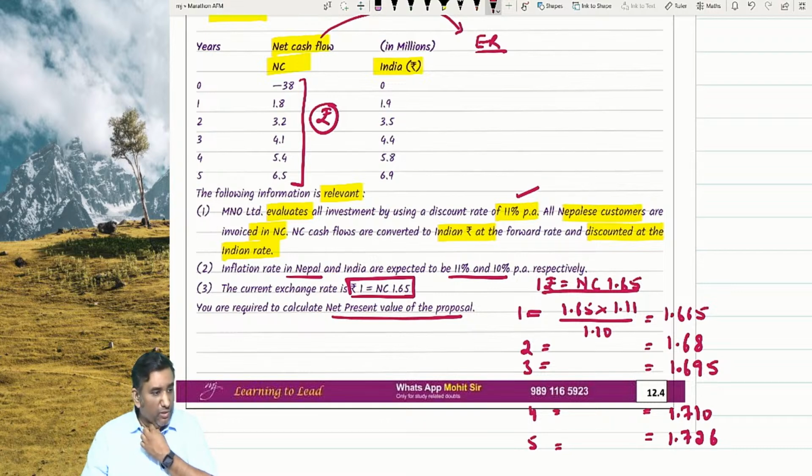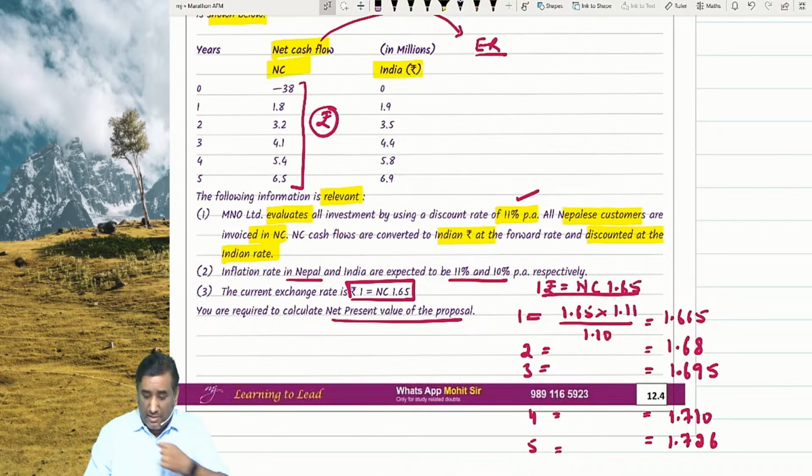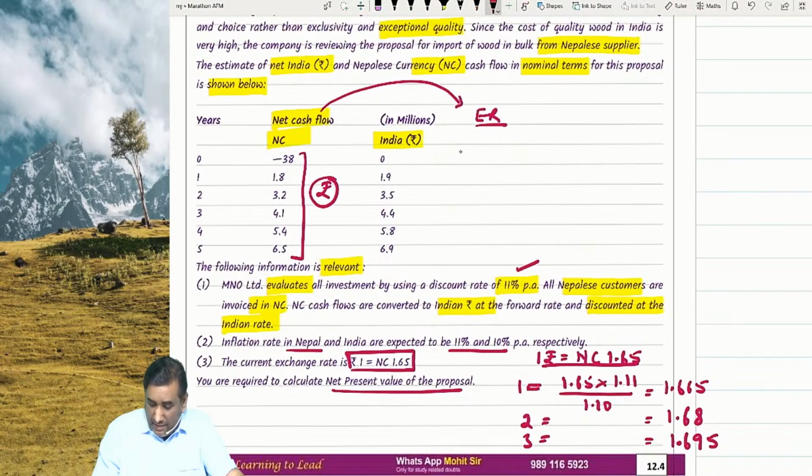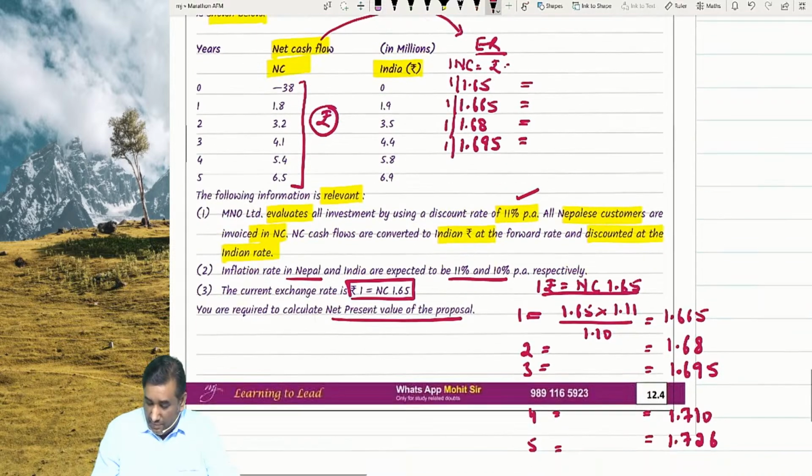Now you're converting Nepali rupee into Indian rupee. That means left hand side will keep Nepali currency. So basically, I'll write here 1 Nepali currency is equal to rupee. That means spot rate is 1 divided by 1.65. First year would be 1 divided by 1.665, 1 divided by 1.68, 1 divided by 1.695.